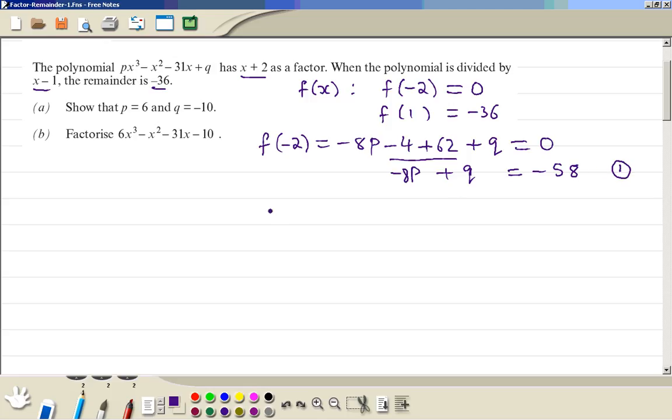Then for equation 2, we substitute 1 into the polynomial, so it's just p, then minus 1, minus 31 plus q is equal to minus 36. So we get p plus q. We take minus 32 to the other side, becomes plus 32 there, so that's minus 4. So this is our equation 2.